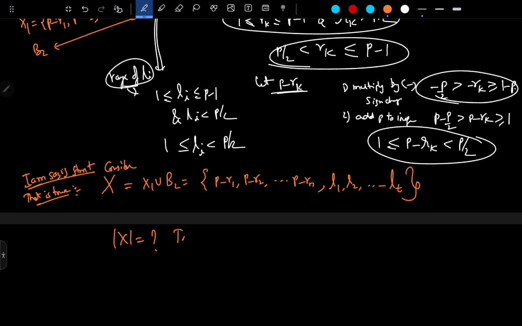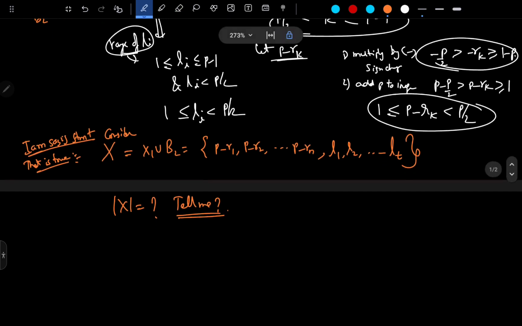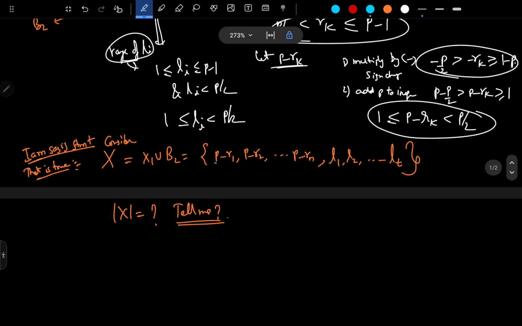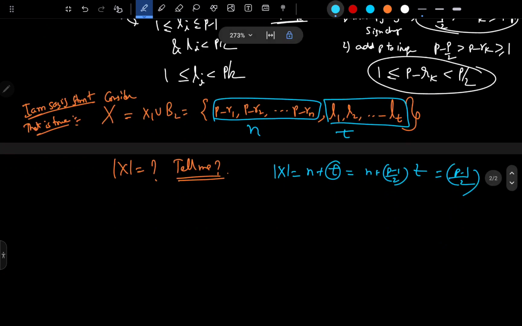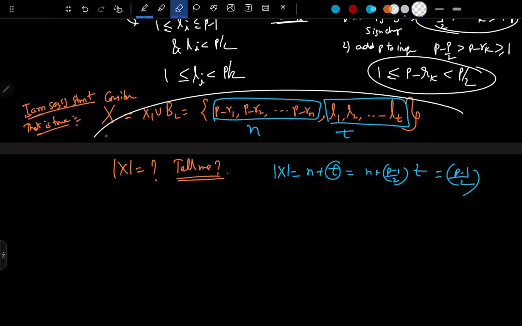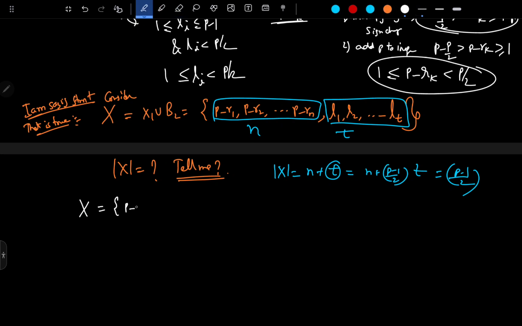Tell me. The cardinality will be, how many elements are there here? N. And how many elements here? T. So mod X will be N plus T. What is T? T is P minus 1 by 2. So this is what you can conclude. This is normal, there is nothing great about it. So consider this set X which has all the elements P minus Rk, comma Li, where k equals 1 to N and l equals 1 to T. This is a basic funda.